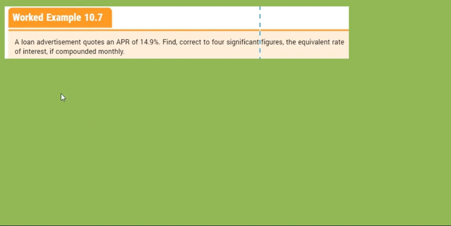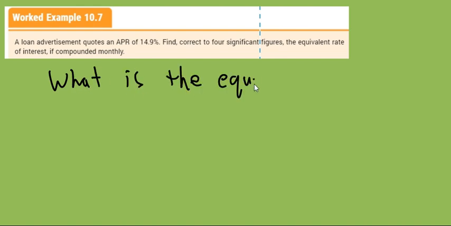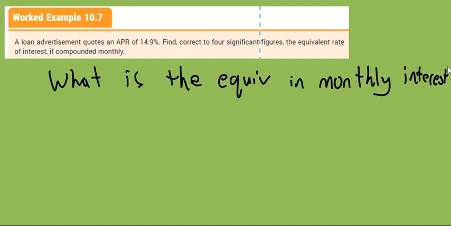So basically, what is the equivalent in monthly interest? As in, how much interest do you have to pay every month that gives you over the 1 year your 14.9% interest? What's the equivalent rate per month? So this might be useful for budgeting or something. This is a very common question.